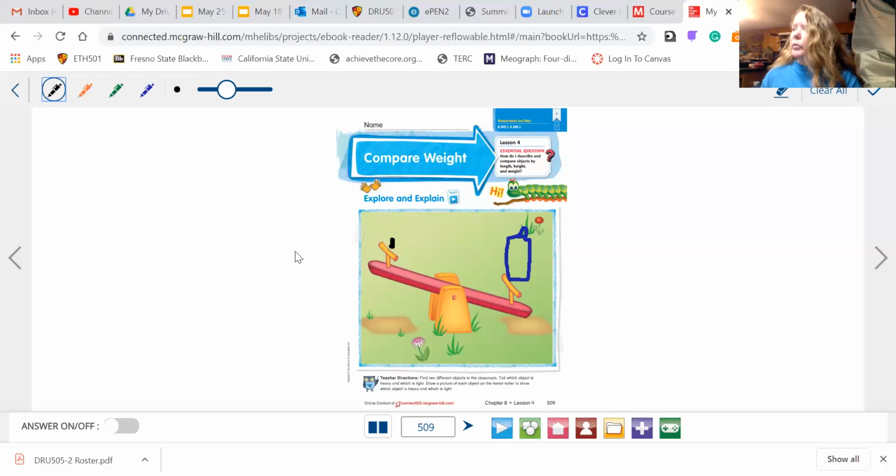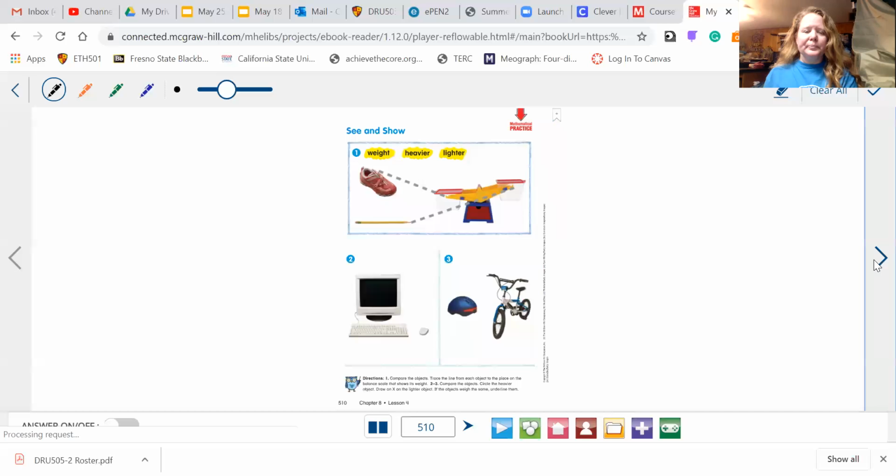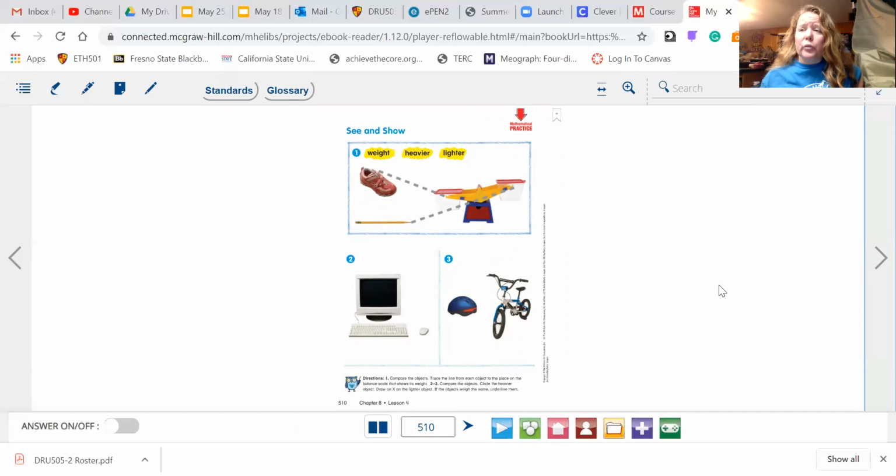Could also do it with other objects, right? What things do you see around your house that you could draw a picture of, one being heavy on this side and one being lighter on that side? Find something, draw your picture, and then let's get back to it. So pause me now, go find your things, and draw your awesome picture. So hopefully you paused and you found 2 things in your house, one heavier than the other, and you drew it on page 509. All right, so on 510, let's look through our vocabulary here.